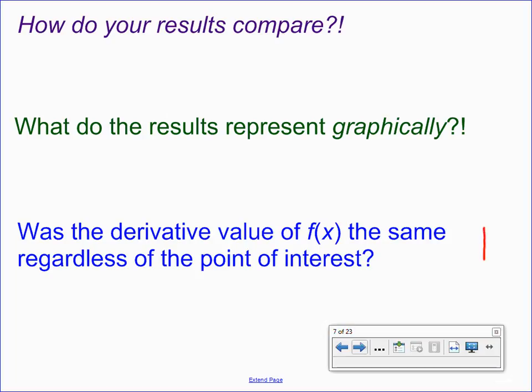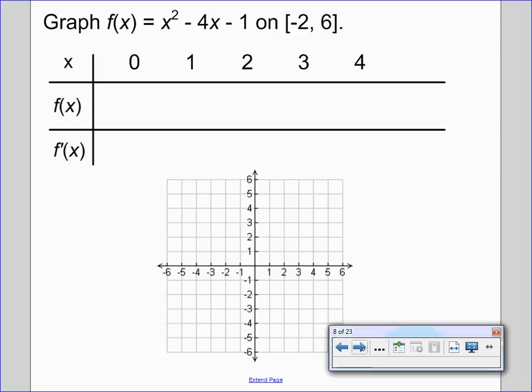Was the derivative value of f of x the same regardless of the point of interest? So was the derivative value the same regardless of where we were looking, Grace? No, it's different. That change itself, depending upon where we're looking, the derivative will produce a different value. Well, the derivative then is a function itself. Depending upon what x value, what input value we plug into the derivative, it's going to output a different value. We've got several of them. Let's go ahead and record our findings.